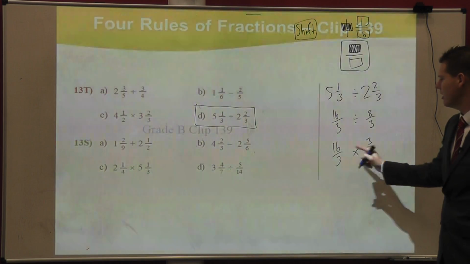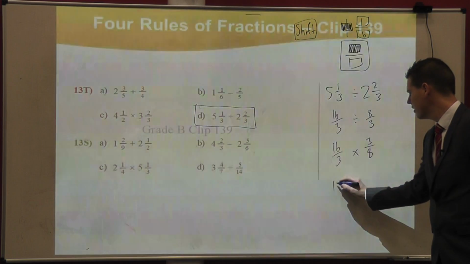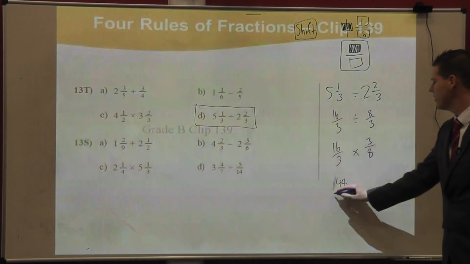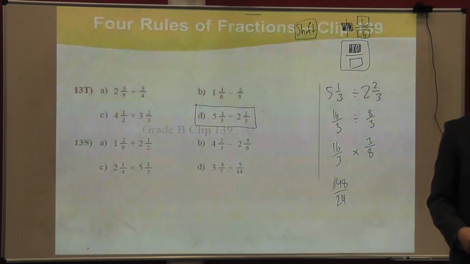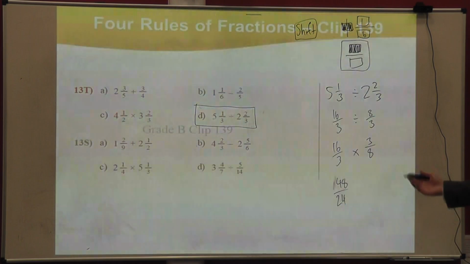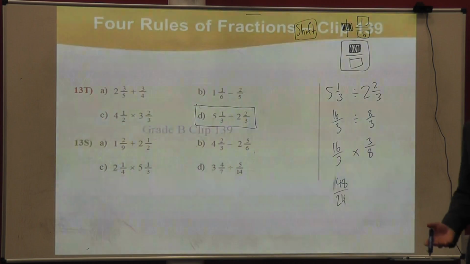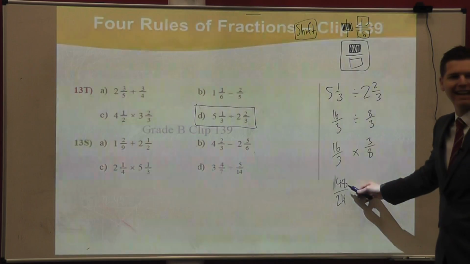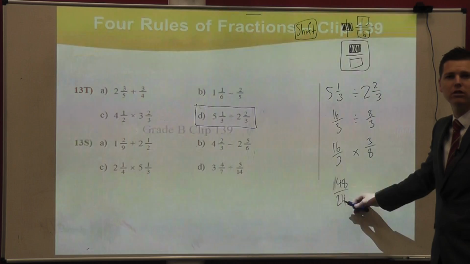3 times 16, or 3 times 10 is 30, 3 times 6 is 18. So I end up with 48. And 3 times 8 is 24. So 48 over 24. I'm then going to go through and I can simplify that. So I can halve it and get 24 over 12 and halve it again and get 12 over 6 and keep halving it. But actually, I'm going to look at that and recognise straight away that 48 divided by 24 is just 2.